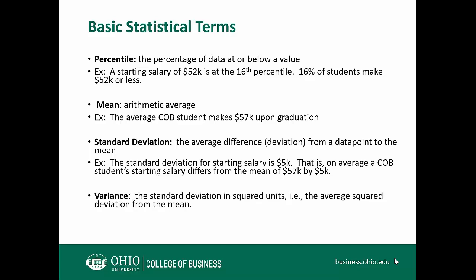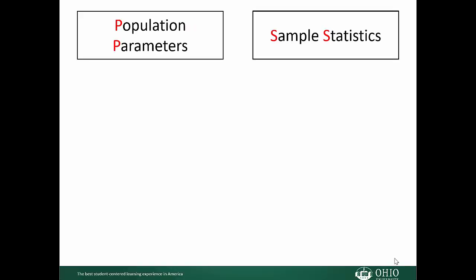The variance is another important term. The variance is the standard deviation squared, or the average squared deviation. For example, if the standard deviation for a starting salary is 5,000, we could just square that to get a variance of 25,000. It is also important to know the difference between a population and a sample.